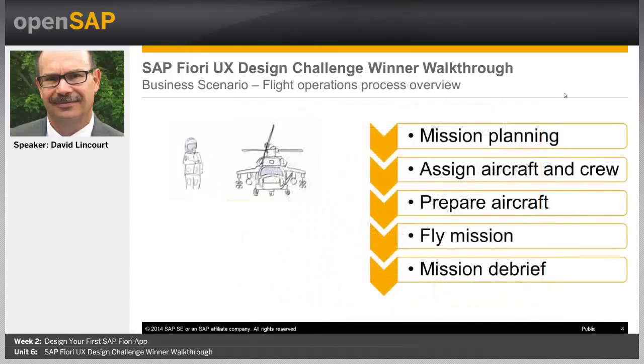So let's have a look at the business scenario, or the business process, that is involved in him going flying. It starts with a mission that needs to be flown. There's some planning involved. There's an aircraft and a crew assigned to the mission. The aircraft is prepared. Captain Smith goes and flies the mission, and then when he comes back, he debriefs, both from a mission perspective and from a technical perspective, what has happened.